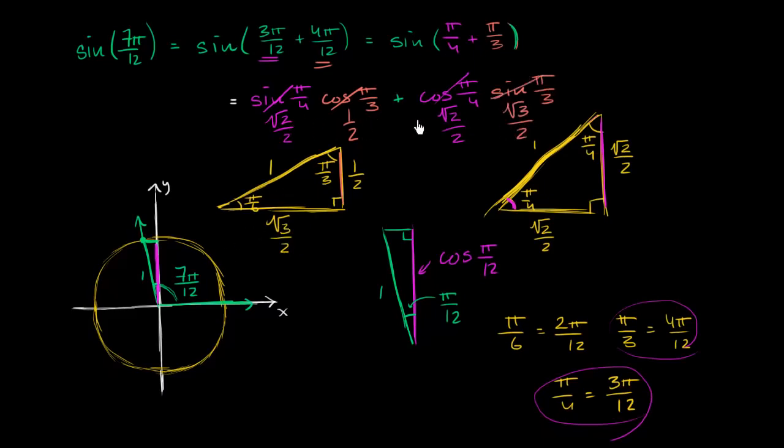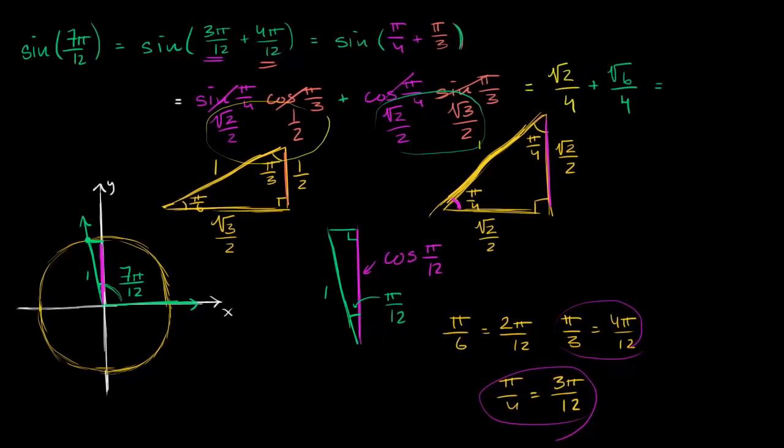And so now we just have to simplify all of this business. The first product is just square root of 2 over 4, and then plus the product of these, which we could write as square root of 6 over 4. Or we could just rewrite this whole thing as, and we deserve a little bit of a drum roll at this point, square root of 2 plus square root of 6, all of that over 4. That's what sine of 7 pi over 12 is, or cosine of pi over 12, what that is equal to.